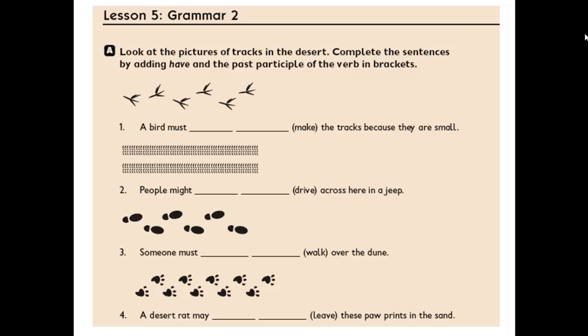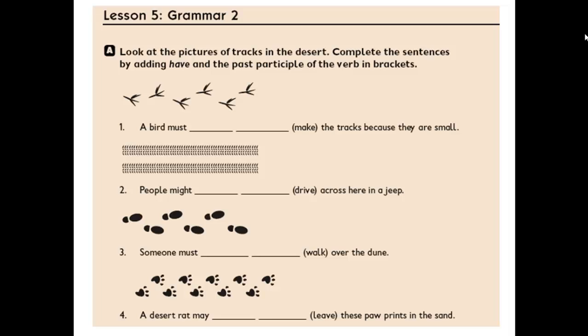So here we have some sentences. We have to put auxiliaries, and after auxiliaries we have to put full verbs, ordinary verbs, and between the modals or the auxiliaries and the full verbs we have to put have to express that the actions happened in the past.